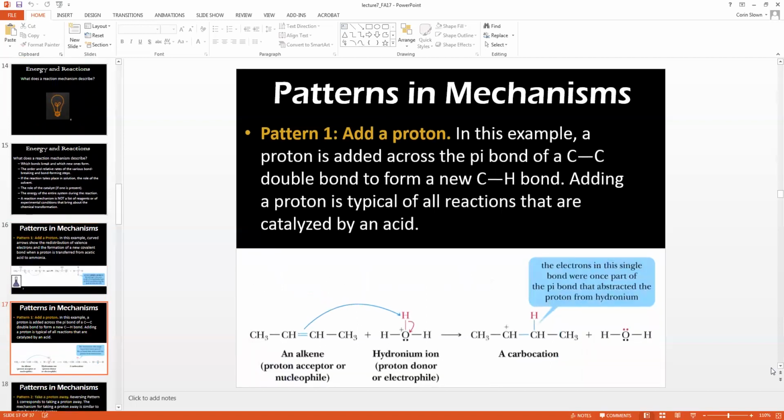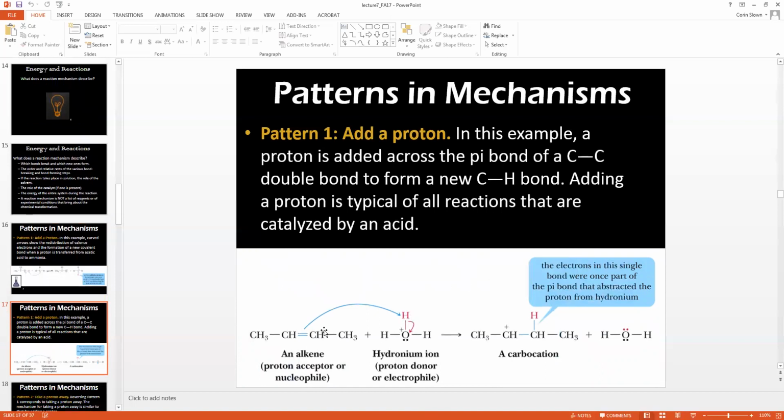Let's take another look at the addition of a proton using a different example, but the same type of pattern. So in this case, I'm adding a proton across the pi bond, or across a double bond. So I'm going to treat this double bond as though it were a lone pair of electrons. It's going to take a proton from hydronium, break the bond between oxygen and hydrogen, where the electrons are going to again relocate onto the oxygen.